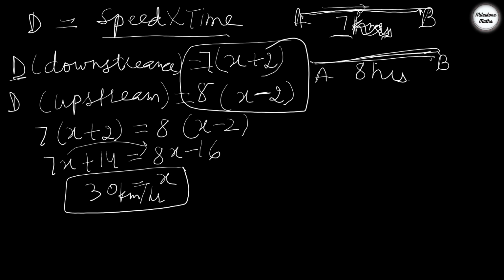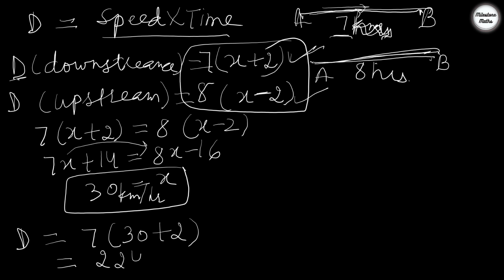Now we have to find the distance also, right? Total distance. We'll put the value in any one equation. Distance is 7 into x plus 2 or 8 into x minus 2. So we'll put the value of x, 30, in any one of the equations. 7 into x plus 2, that is 30 plus 2. So it will be 32 into 7, that is 224 kilometers. So we have got the distance and we have got the speed also in still water.